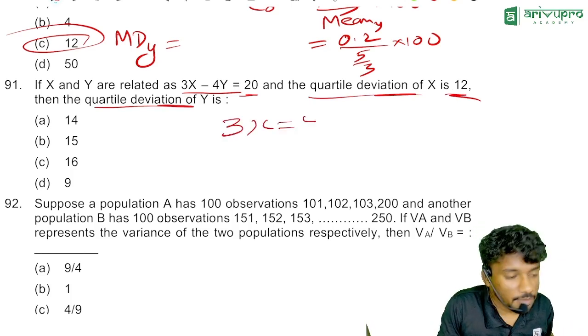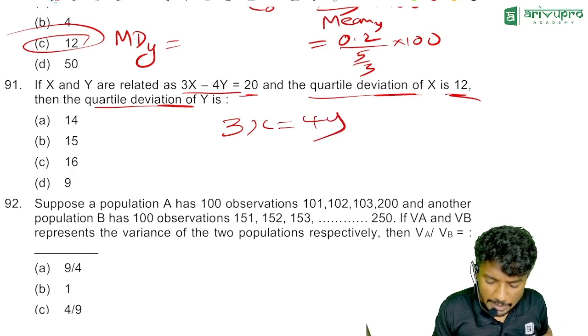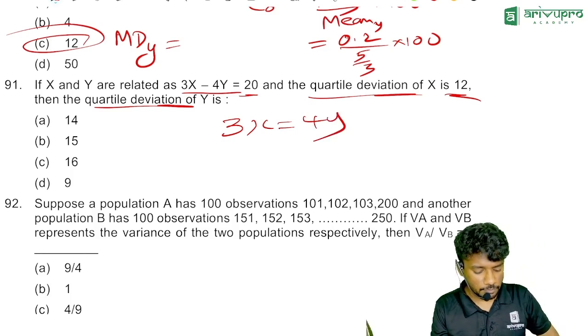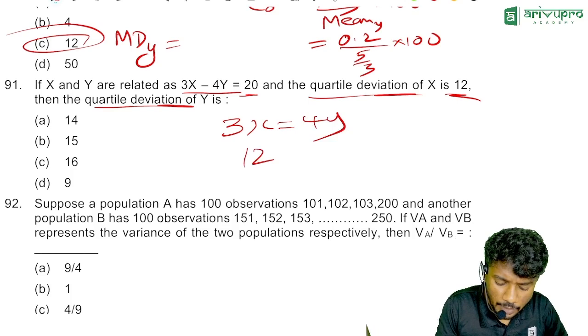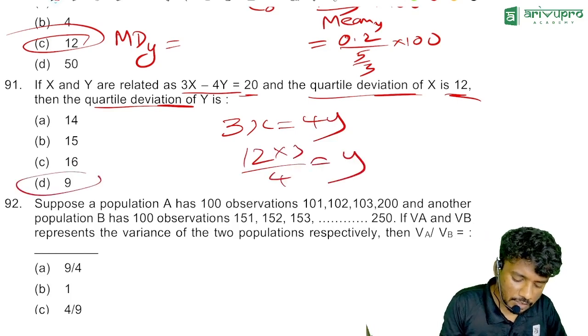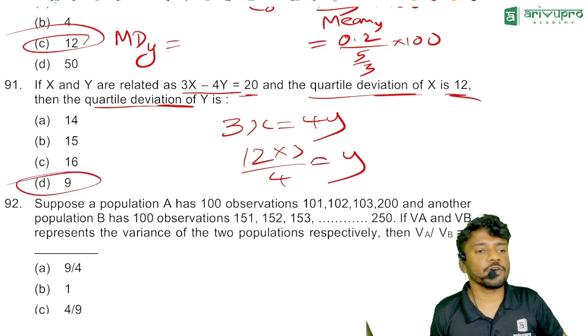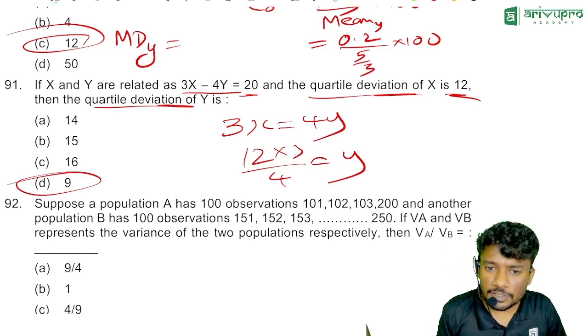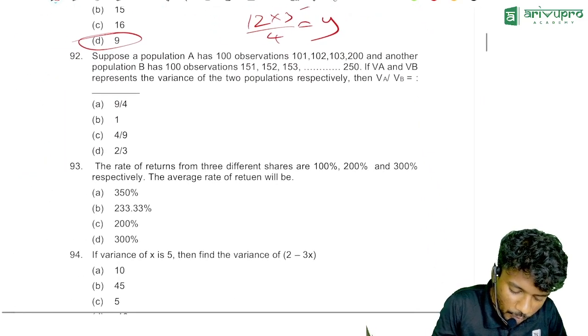3x is equal to 4y. Then instead of x you put 12. That means 12 into 3 divided by 4 is equal to y. The answer is 9. 36 divided by 4, that is 9. Got the point? Yes. Now look at it.